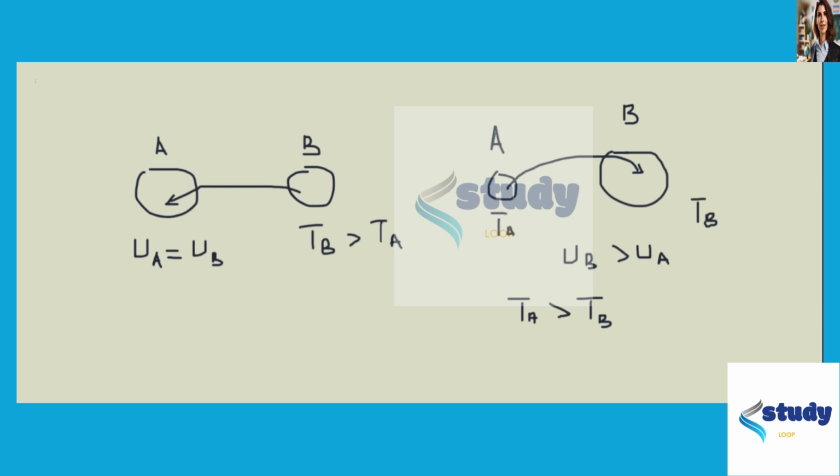Object A has less internal energy, object B has more total internal energy, but heat flows from object A to object B because the temperature of object A is greater than the temperature of object B.